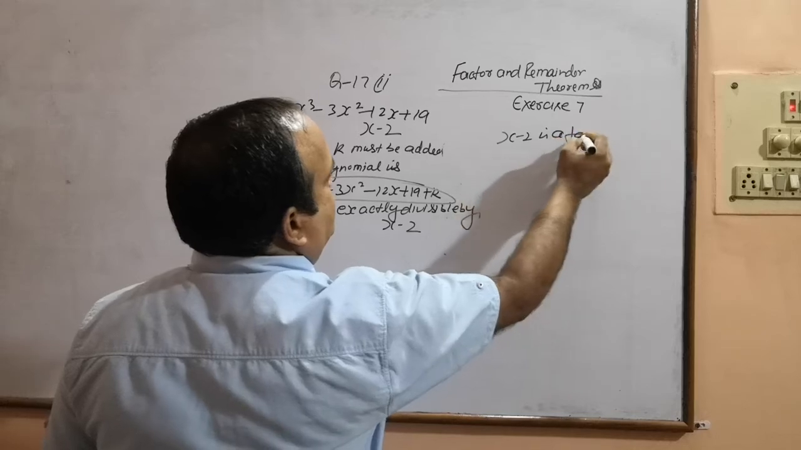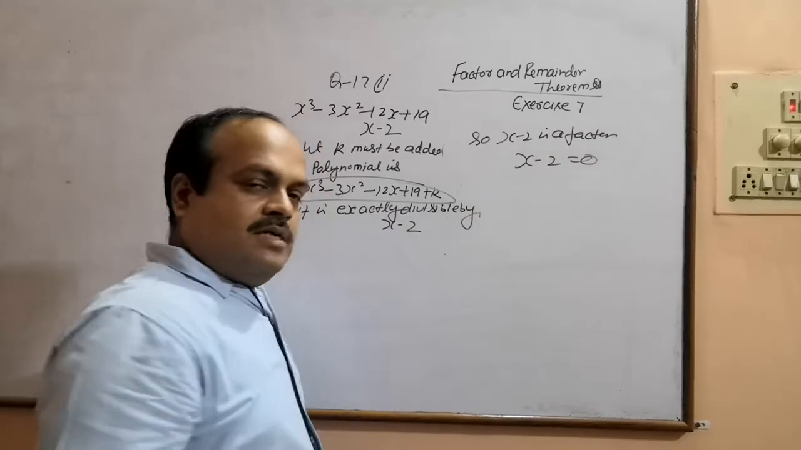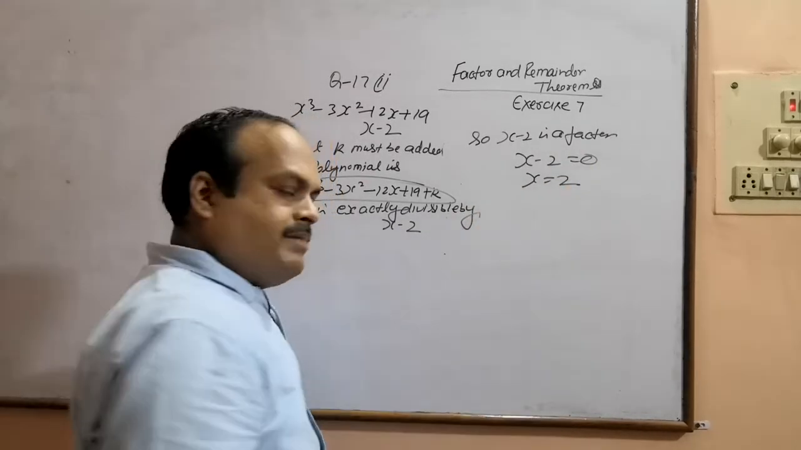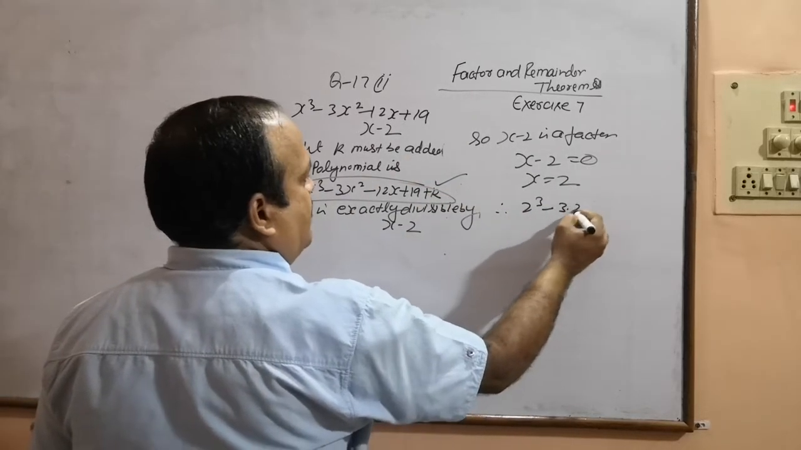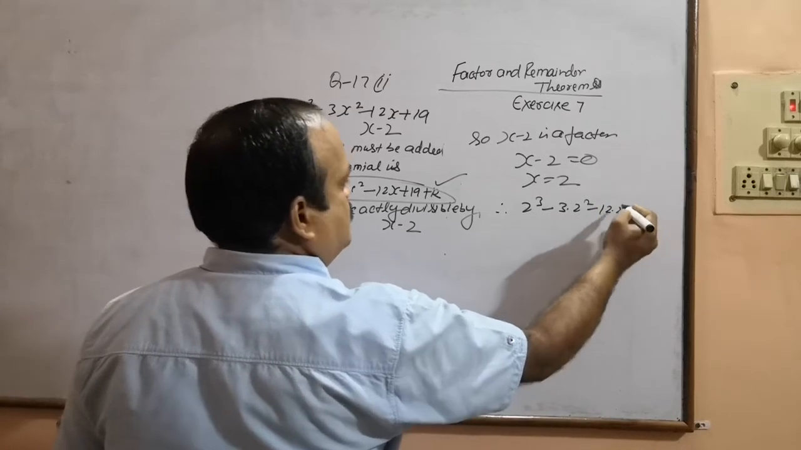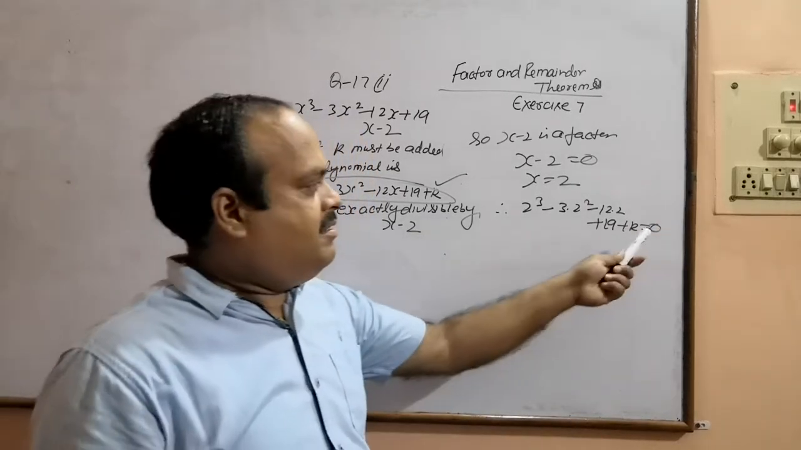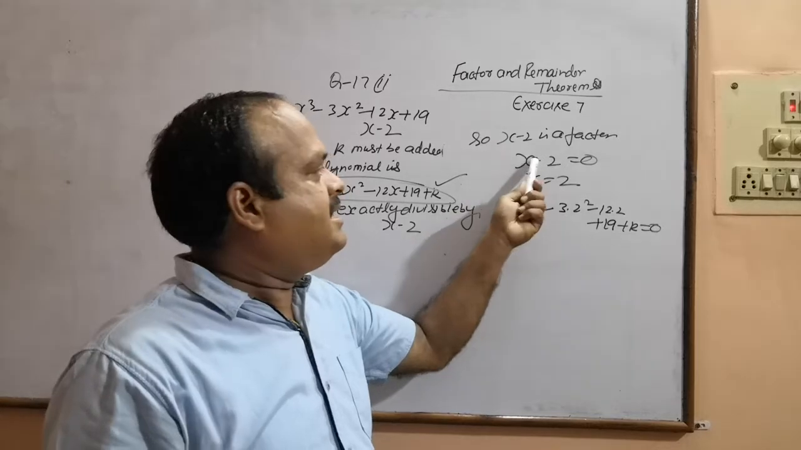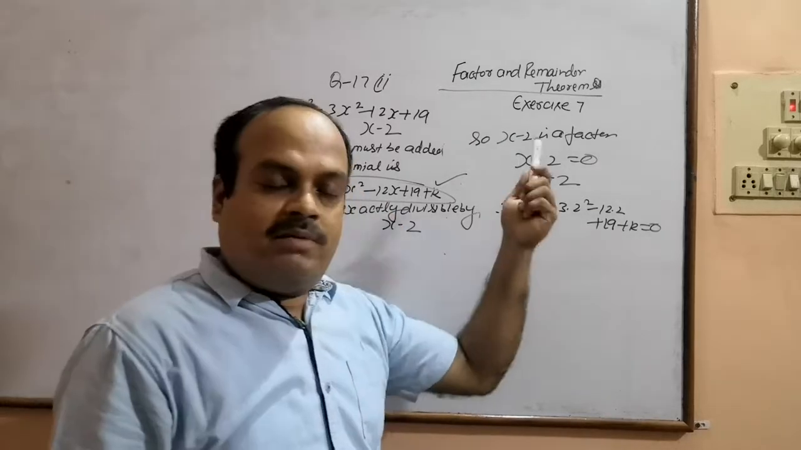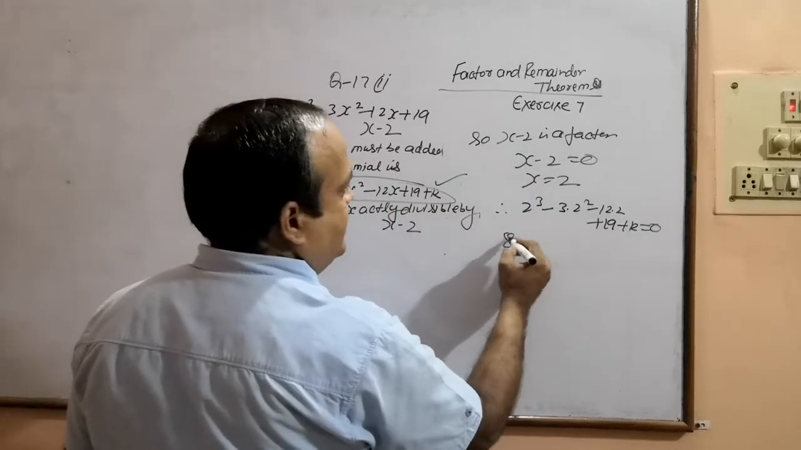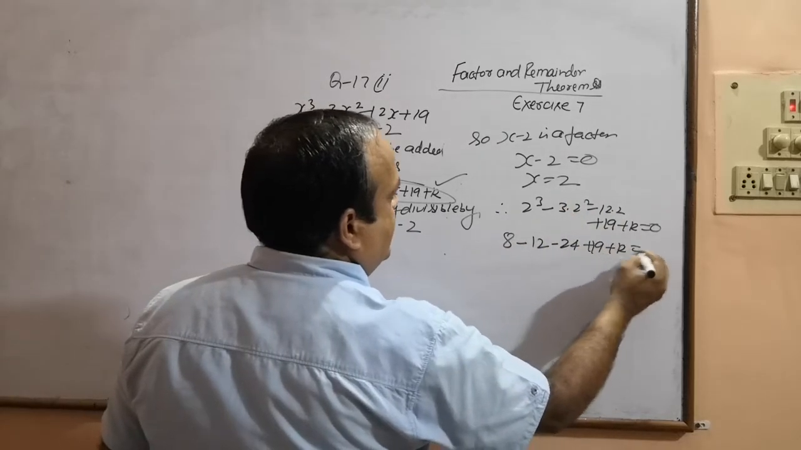So x minus 2 is a factor. Equate this factor with 0, get the value of x, put this value of x here. Therefore 2 cube minus 3 into 2 square minus 12 into 2 plus 19 plus k equals 0. You know why we are writing 0 here? Because this is a factor of this polynomial, so the remainder will be 0. So simplify this. 8 minus 12 minus 24 plus 19 plus k equals 0.